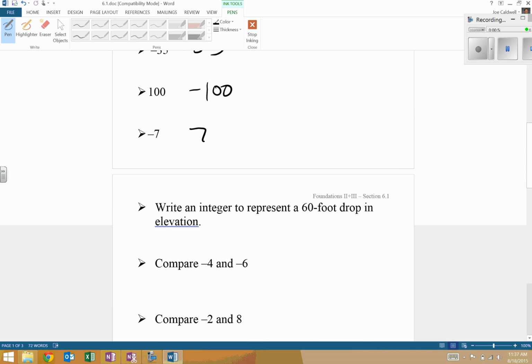So an integer can represent a 60-foot drop in elevation. In real life, there are not that many negative scenarios. You can't go negative 60 feet. You're just going 60 feet in a different direction. But if we want to represent the change in elevation, you could say the change in elevation from start to finish was a negative 60 foot change because we went down.